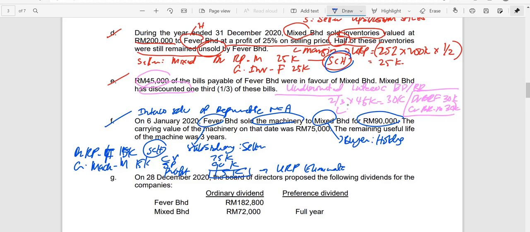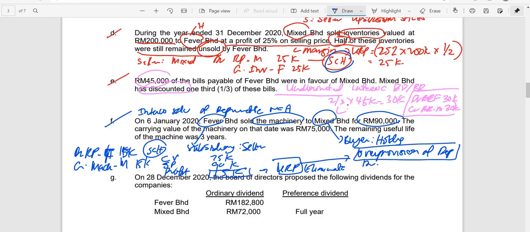Next, you know that when there is an unrealized profit, so if there is a loss, that will be an under provision. When there is an unrealized profit, this will be an over provision. Buyer will have over provided the depreciation or provision of depreciation. So therefore, seller will need to do the adjustment.